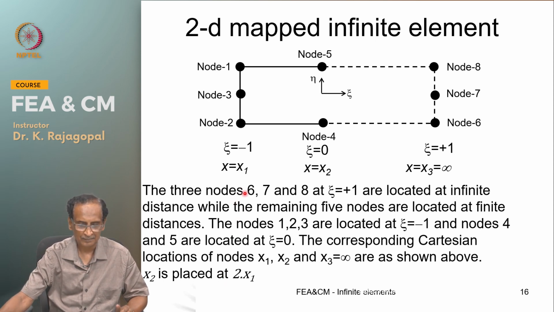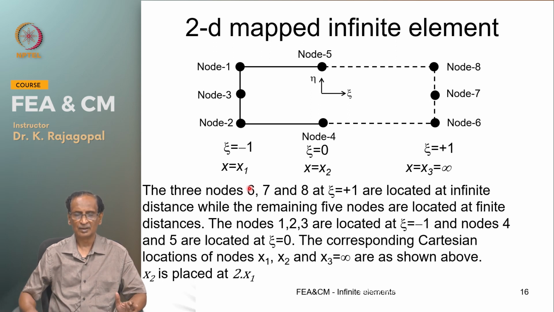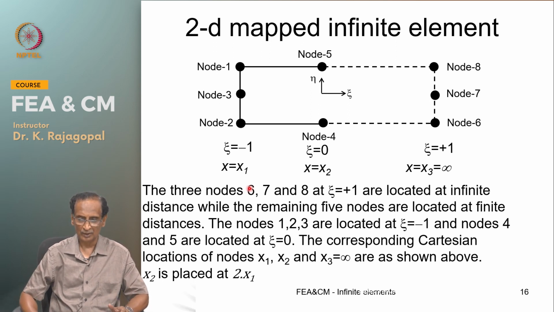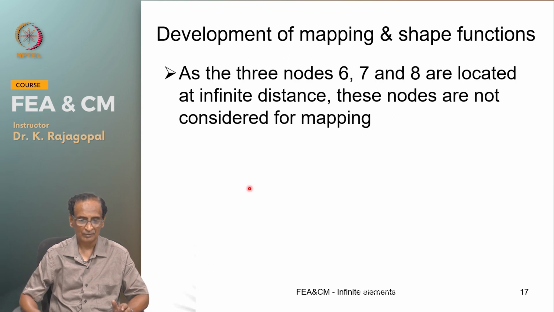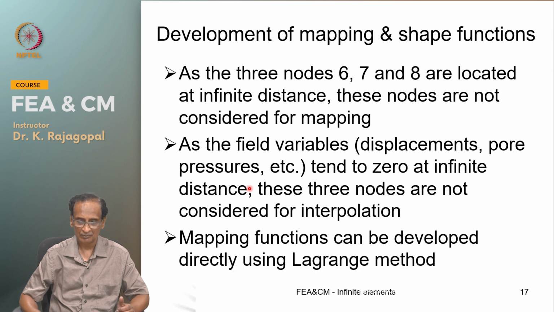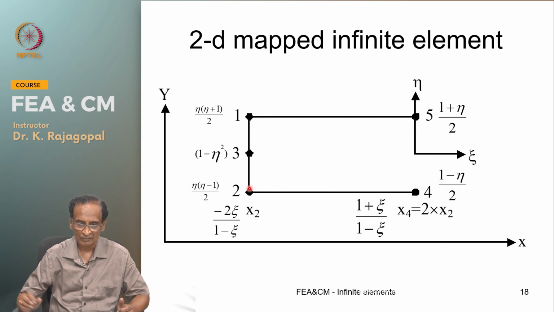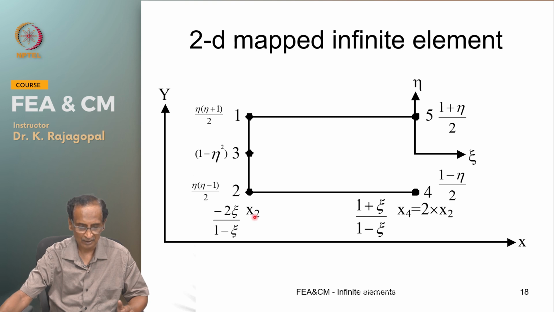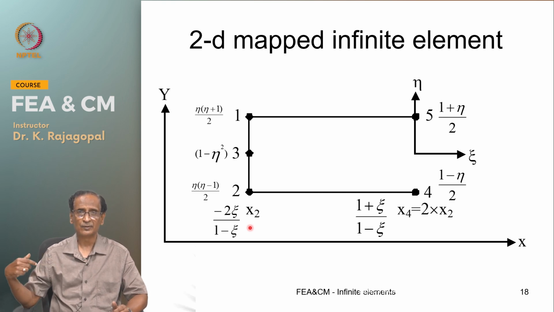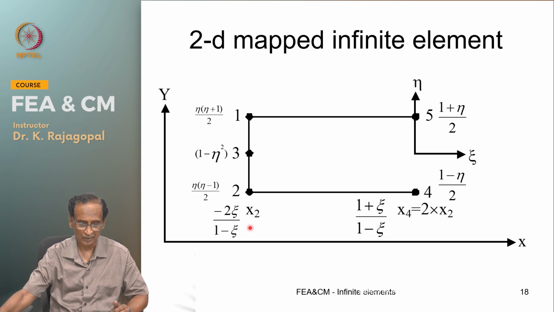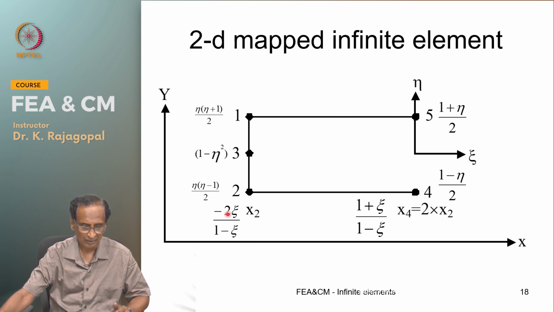And we can imagine this mapped infinite element in 2 dimensions, and then write our shape functions and mapping functions. So let's look at our mapping functions in the xi direction. They are developed in terms of the singularity at xi of plus 1. So our m1 is minus 2 xi by 1 minus xi, and m2 is 1 plus xi by 1 minus xi.